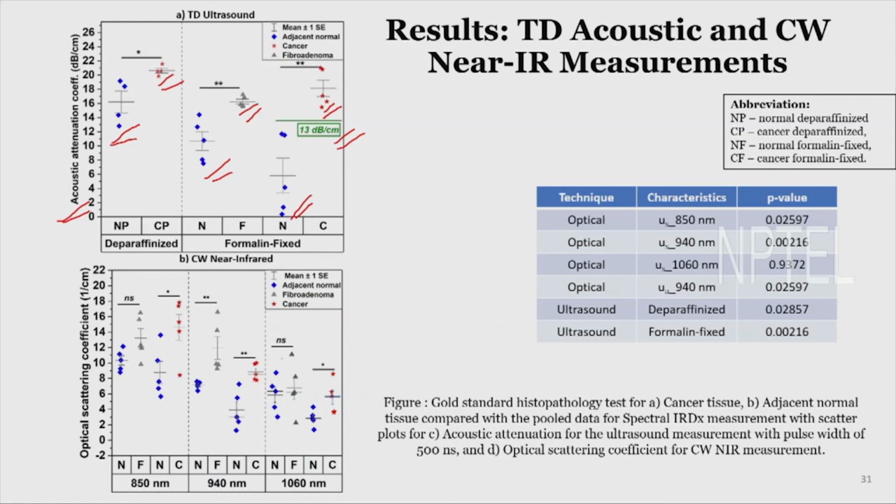In the case of near infrared spectroscopy, we did it for 3 different wavelengths, that is 850 nanometers, 940 nanometers and 1060 nanometers. Here you can see that there is a very good delineation at 940 nanometers, both between normal and fibroadenoma tissues and between normal and cancerous tissue. At 850 nanometers, we can see good delineation between normal and cancer, but not so much at 1060 nanometers. There is slight significance between normal and cancer at 1060 nanometers, as you can see here.